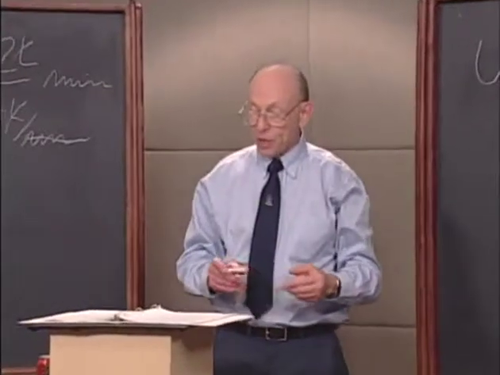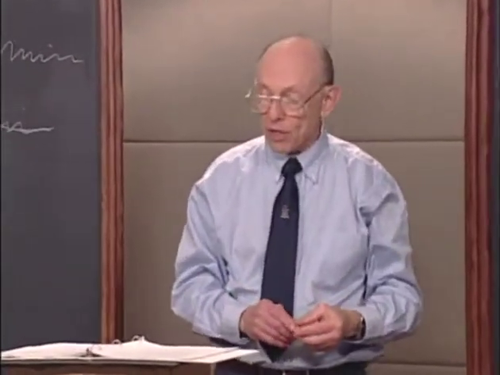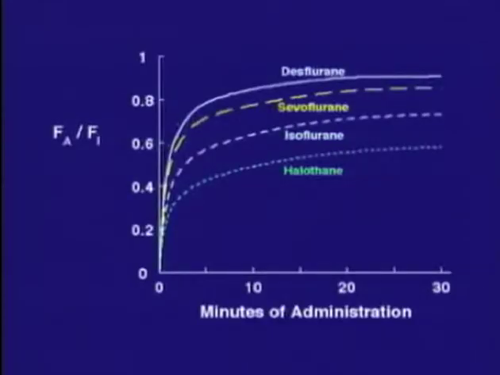Now, if solubility were the only factor, then all things being equal, induction of anesthesia would be most rapid with which anesthetic? Desflurane. And least rapid with? Halothane. But we know that's not true because there's another factor that we have to consider. Why is induction less rapid with desflurane than with an anesthetic such as sevoflurane? Because it's a pungent agent. Pungent agent, that's right.